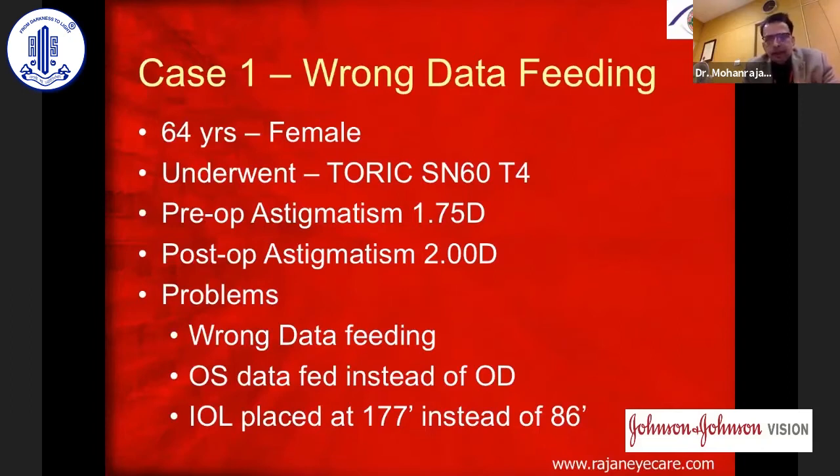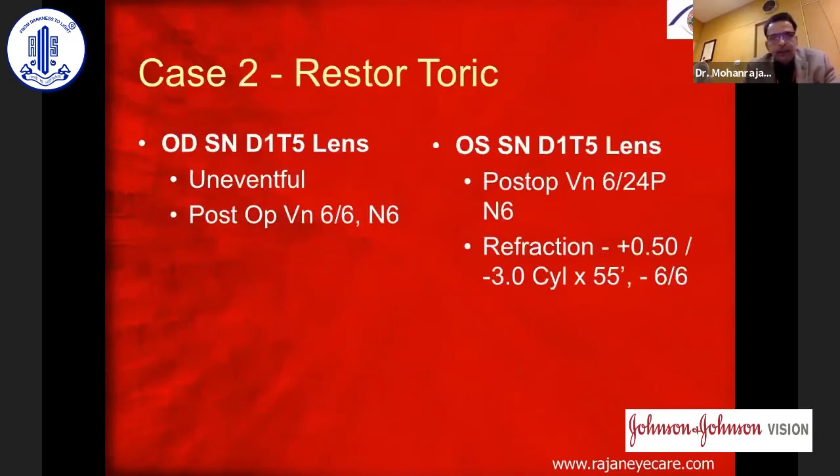The case was done about 15 years back, when we relied on the manual keratometer, before the advent of optical biometers. With the manual feeding, the OD keratometer values were fed for the OS, and the OS keratometer values were fed for the OD. Because of that, the IOL was placed at 177 degrees instead of 86. I needed to go in and rotate this lens, and it became all right.